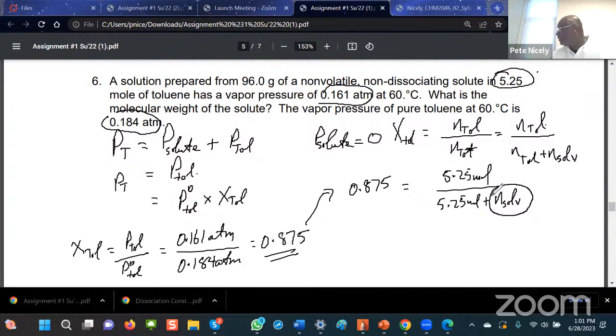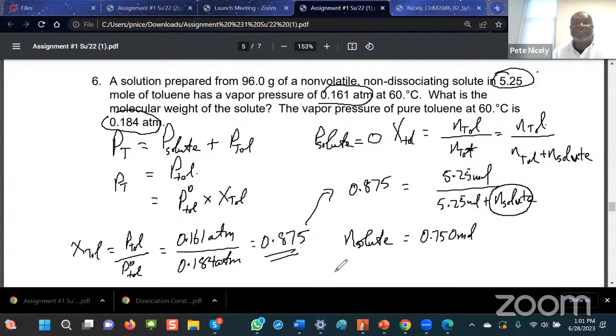Now, I'm not going to go through all the steps. I leave that for you to figure out, but it's basically algebra. If you go through the steps, what you'll find is that the number of moles of the solute, yeah, this should be the solute. I'm sorry, not solvent. So the number of moles of the solute, when you work this out, it turns out to be equal to 0.750 moles.